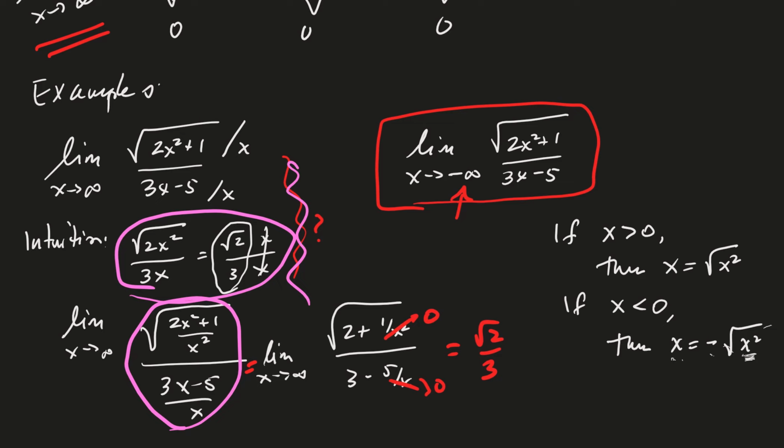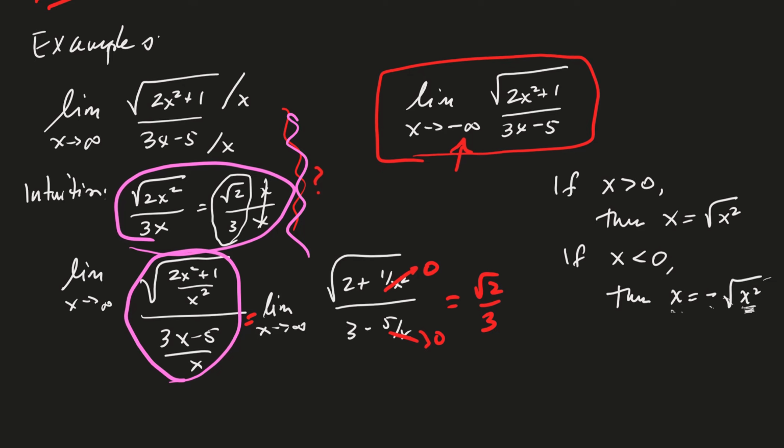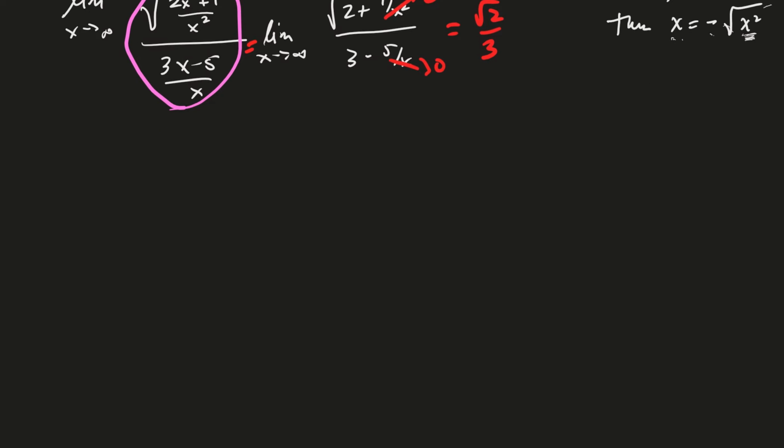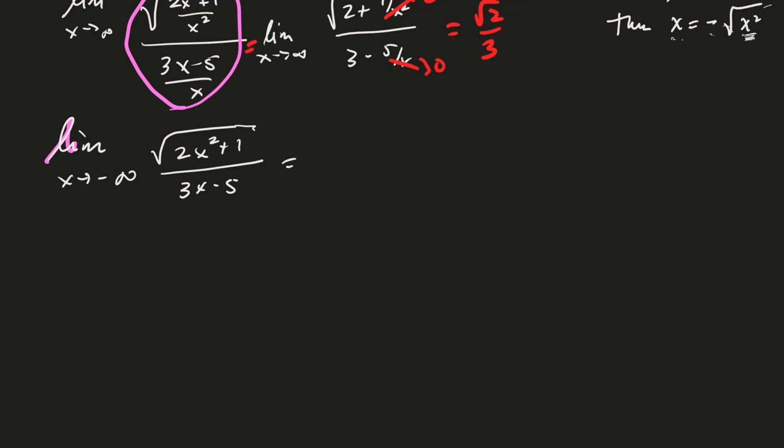So let's see how that works if you're going to minus infinity instead of positive infinity. So we'll rewrite the expression down here. We're going to take the limit as x goes to minus infinity of the square root of 2x squared plus 1 over 3x minus 5, equals the limit as x goes to minus infinity. I'm going to divide top and bottom by x. But now when I bring it into the radical sign, I'm replacing x by minus the square root of x squared.